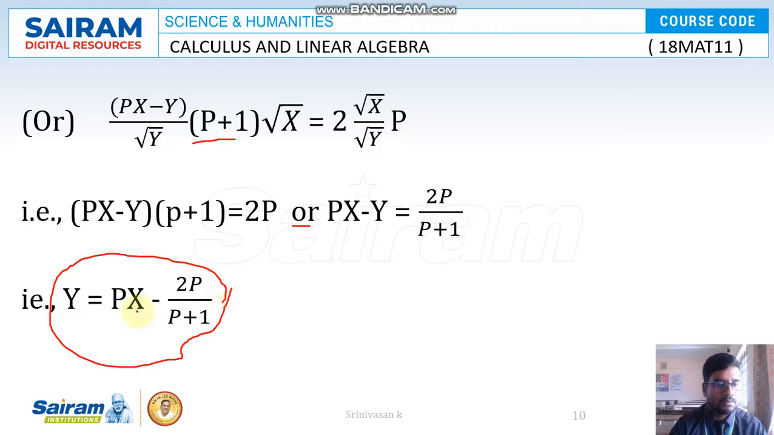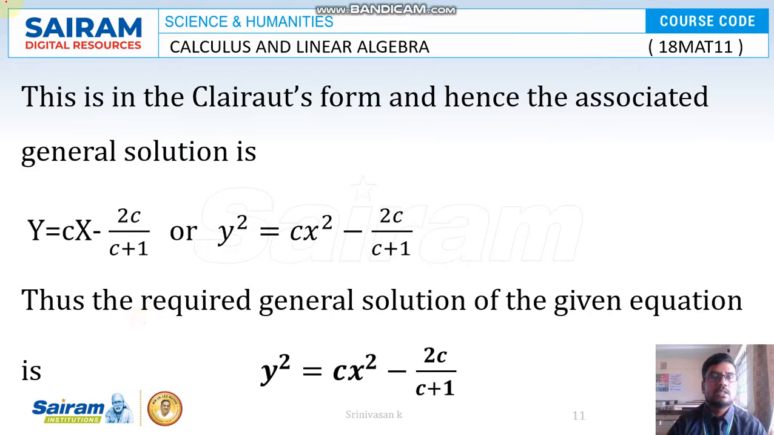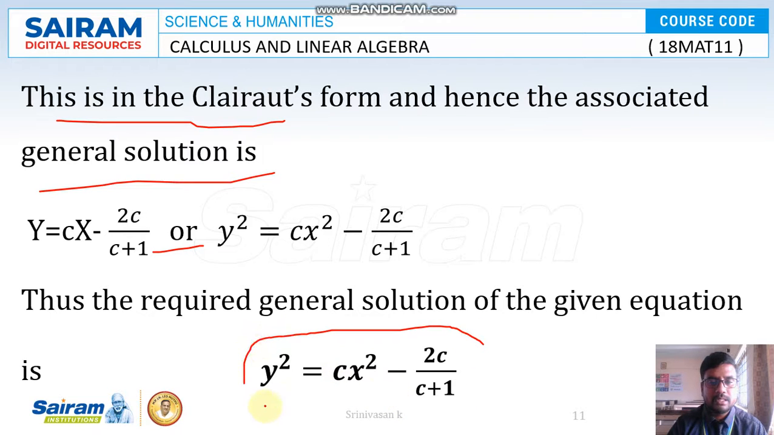See the equation of the form: the equation of the form is y equal to px plus f of p. Is it correct? Yes. So we can convert to Clairaut's equation, but it is in capitals. So this is in the Clairaut's form, and the associated general solution is Y equal to cX minus 2c divided by c plus 1, or y square equal to cx square minus 2c divided by c plus 1. So the general solution is y square equal to cx square minus 2c divided by c plus 1.